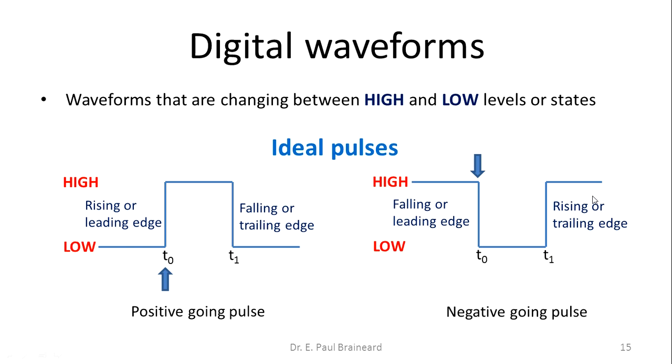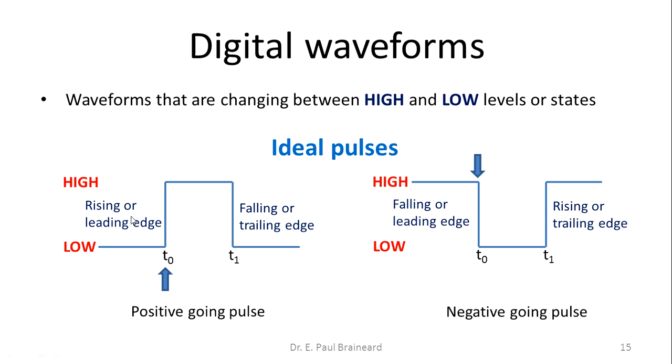Waveforms that are changing between high and low, high and low, high and low. Waveforms that are changing between high and low levels or states is called a digital waveform. The first figure is a positive going pulse, a waveform from logic low to logic high. The left side edge is called the rising edge or leading edge.